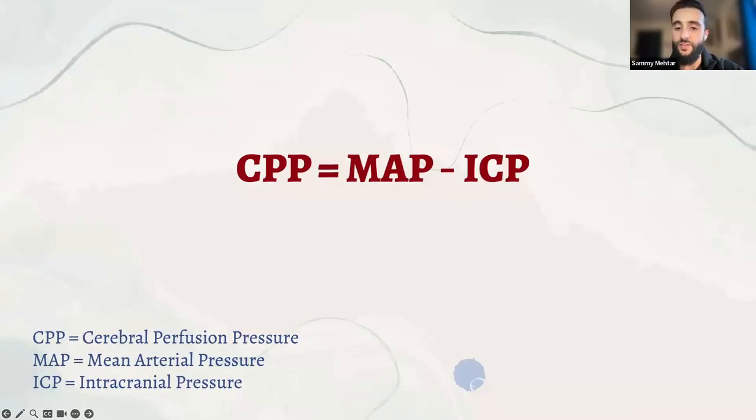So normal CPP can be 50 to 90, and a normal intracranial pressure would be somewhere between 5 to 15 millimeters of mercury. And we know that a normal MAP is generally between 65 to 85. So if you were to subtract, let's say, 15 from 85, you would have a pressure of 70, and that would be right in the middle of the normal range of a cerebral perfusion pressure.